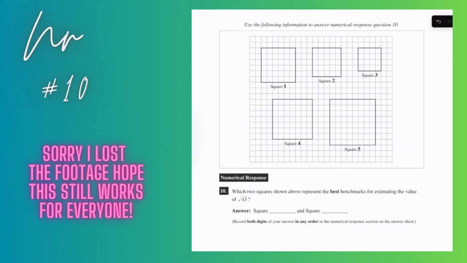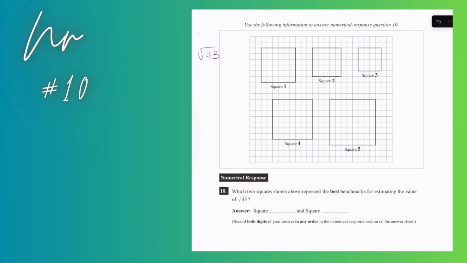All right, we are looking at this question here. It asks us, which of the two squares shown above best represents the best benchmark for estimating the value of the square root of 43? So the square root of 43 is really in between the square root of 49 and the square root of 36. So if I were to evaluate that, that would give me 7 and 6.